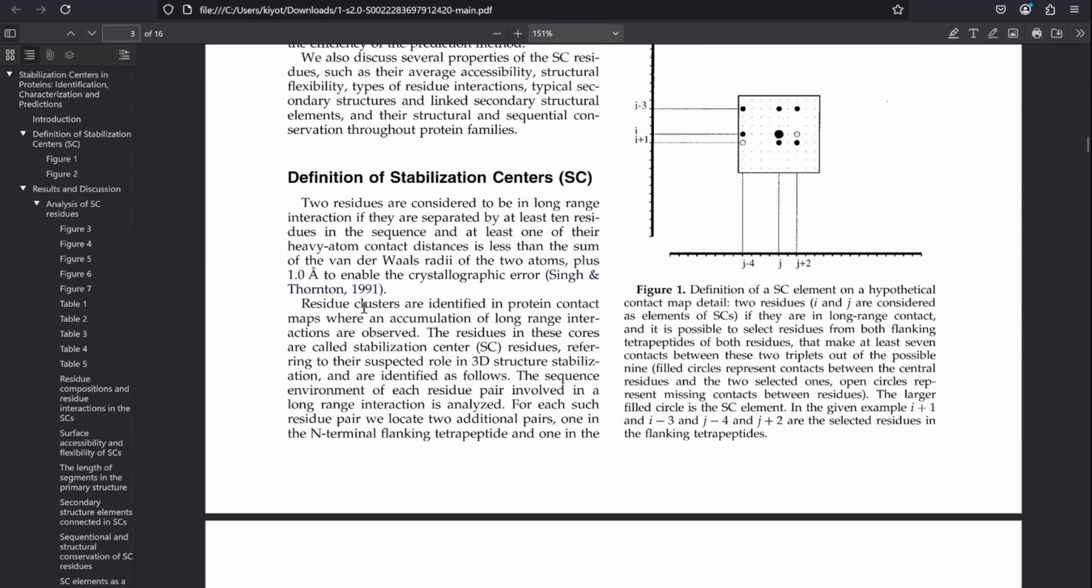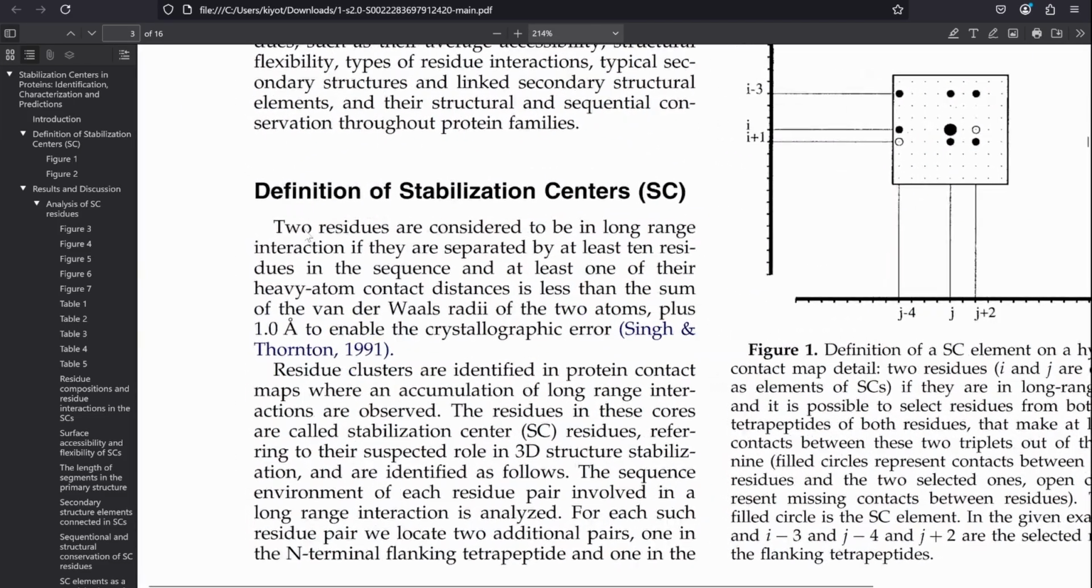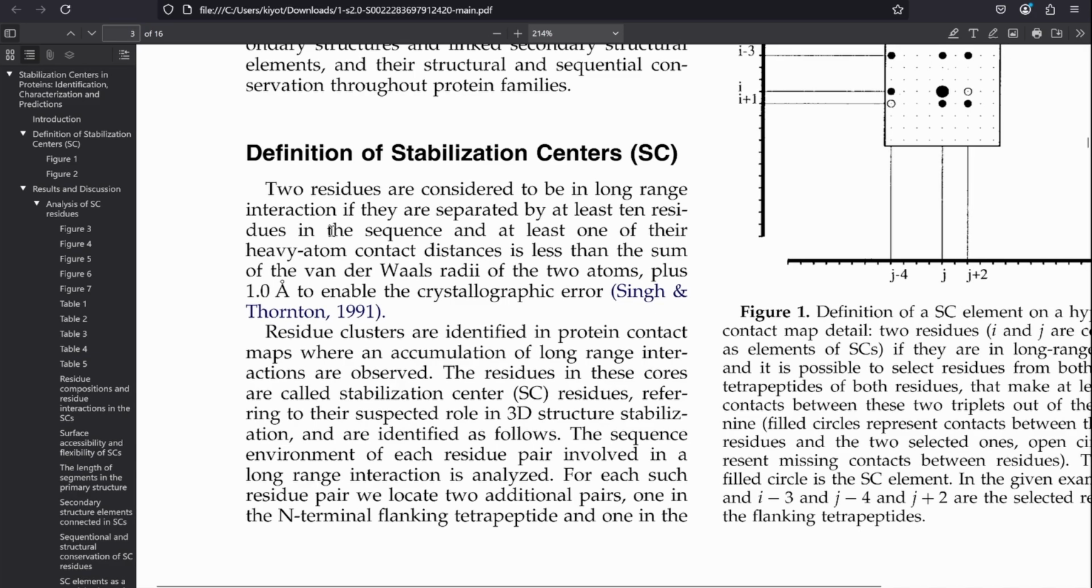In a certain part, we'll see that it gives some definitions about the stabilization center. First of all, it says that two residues are considered to be in long range interaction if they're separated by at least 10 residues in the sequence space. So in this paper, they are considering a cutoff of 10, whereas earlier we used 8 or 12. So if residues are more than 10 spaces apart, then we can say that they are forming long range contacts if they are forming contact in the 3D space.